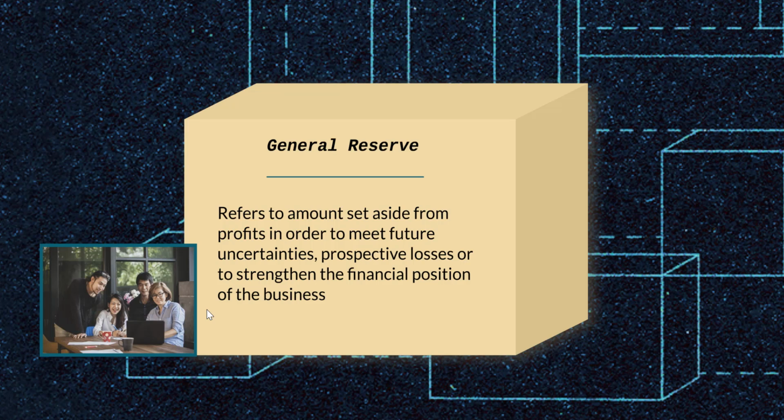General reserve refers to amount which is set aside from profits in order to meet future uncertainties, prospective losses, or to strengthen the financial position of the business. So it's an amount which is set aside out of profits but not to meet any specific liability. It's in general set aside to meet future uncertainties, prospective losses, or to just strengthen the financial position of the business.